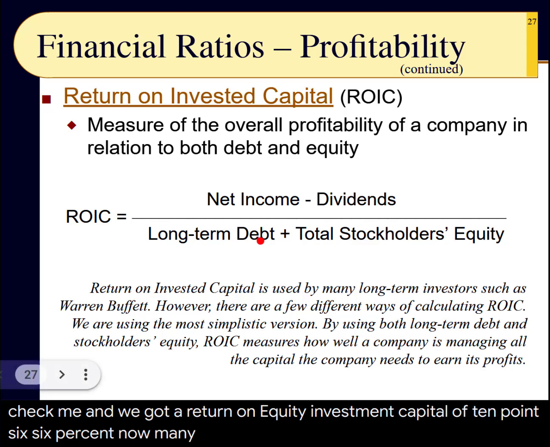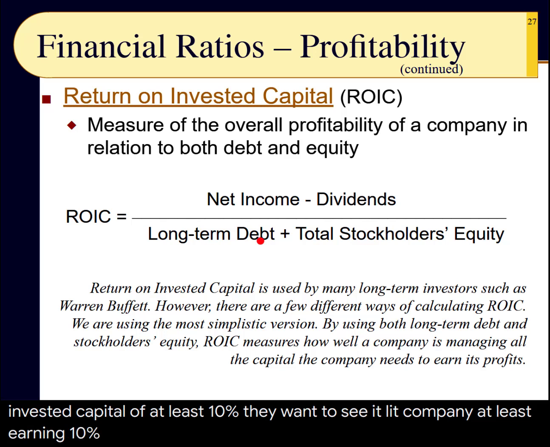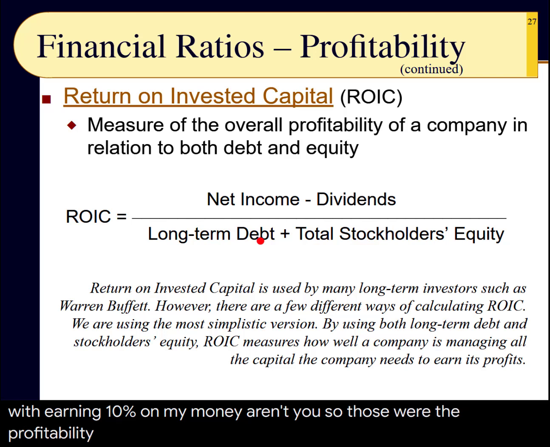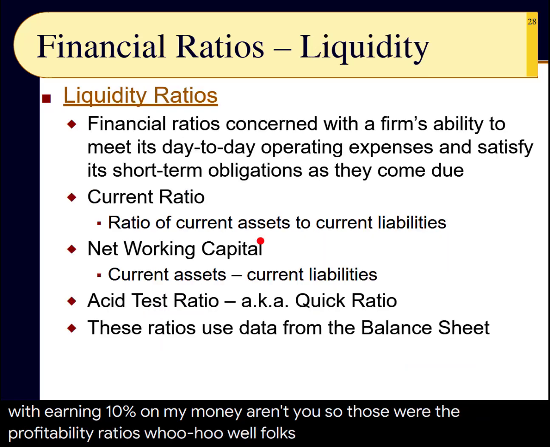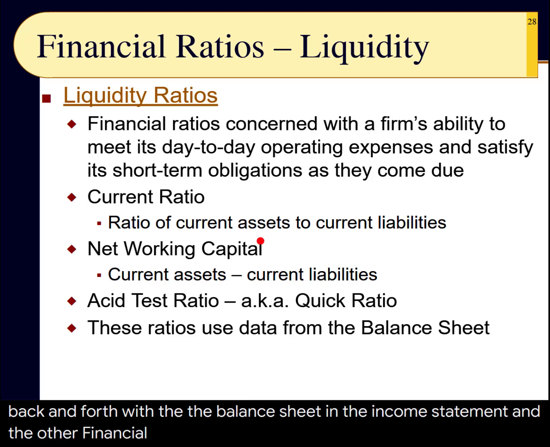Now, many investors really want to see a return on invested capital of at least 10%. They want to see the company at least earning 10%. And of course, we want to look at the industry, look at their competitors. But I'm happy with earning 10% on my money, aren't you? So those were the profitability ratios. Whew. Well, folks, should we continue to bounce back and forth with the balance sheet and the income statement and the other financial statements, just to make sure that Sprouts did it right?